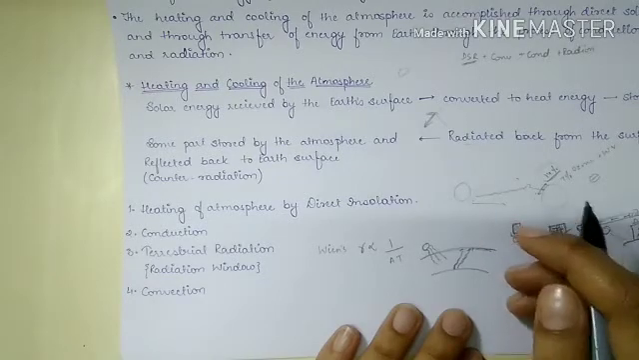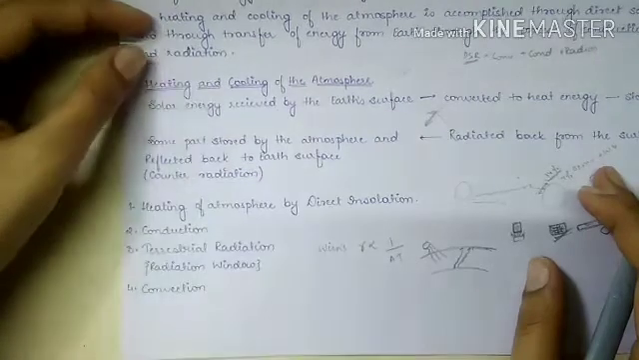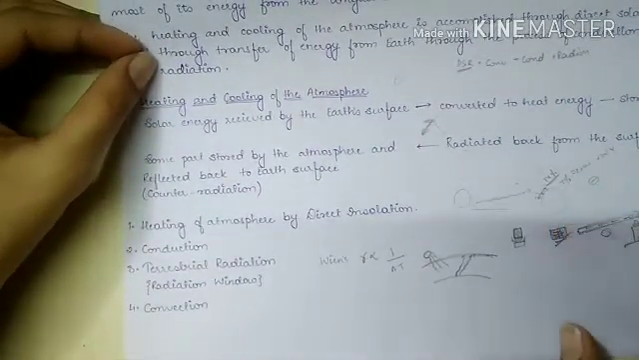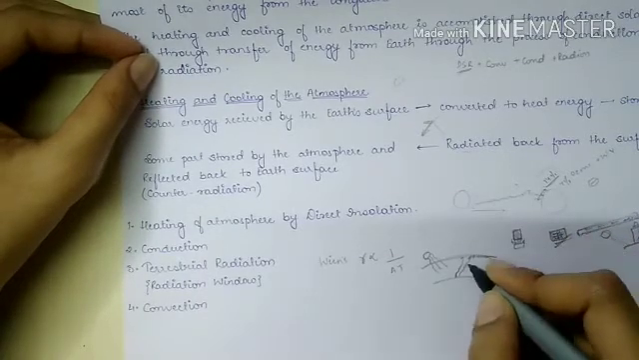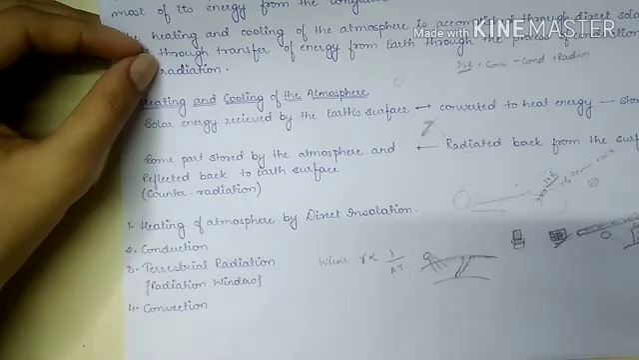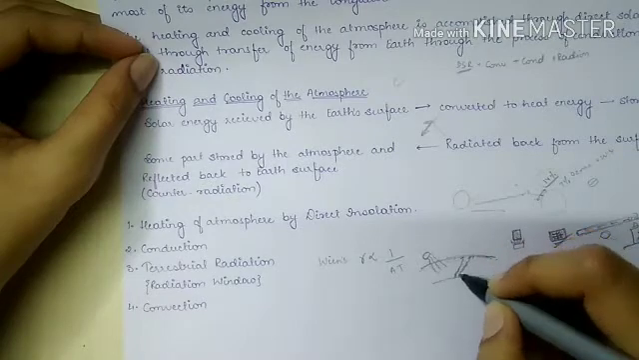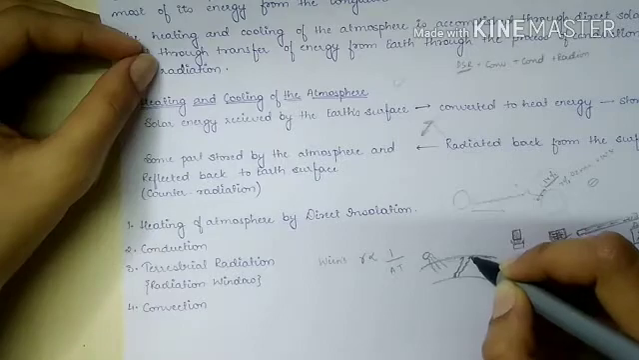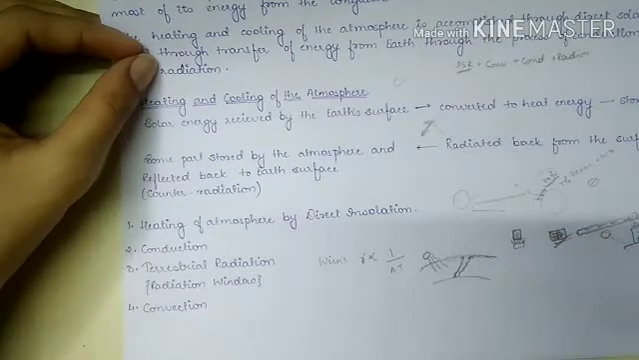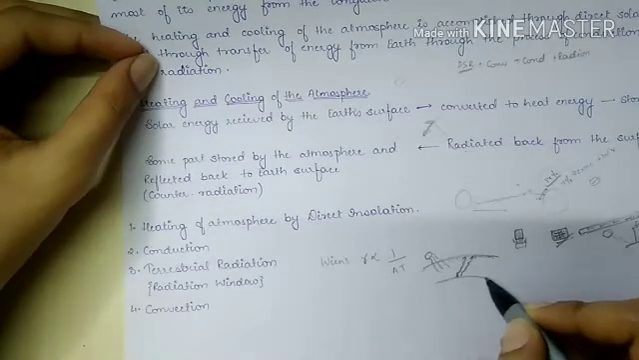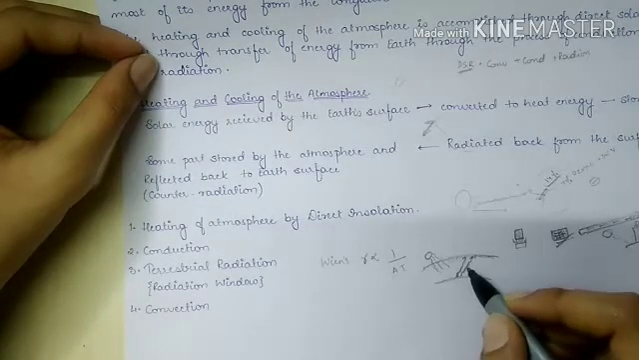So what are the agents? That is water vapor, carbon dioxide, ozone. So terrestrial radiation is the most important source of heating up of the atmosphere. Now this process, where terrestrial radiation is going out, is known as ground radiation. By this process the heat energy of the earth is transferred to the atmosphere.